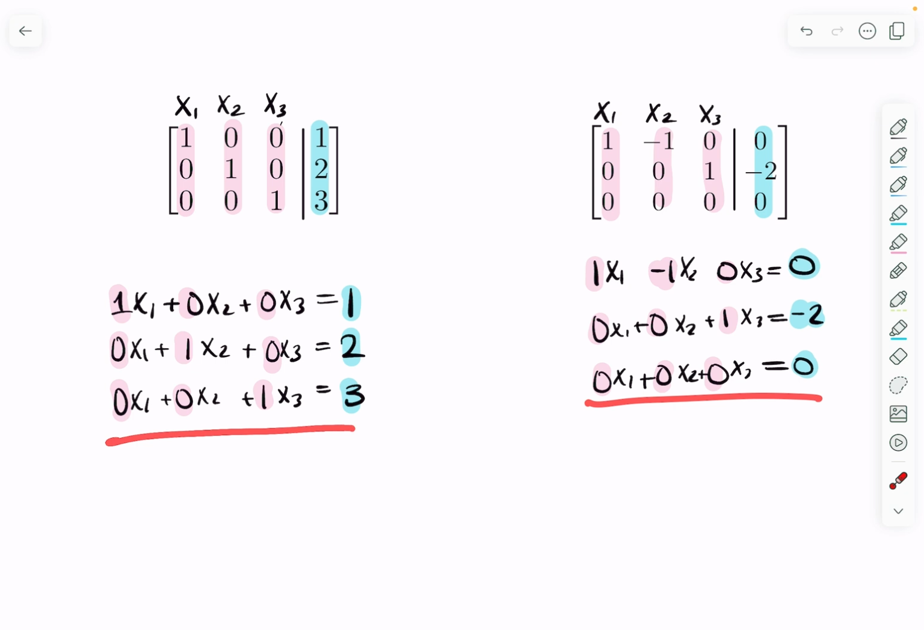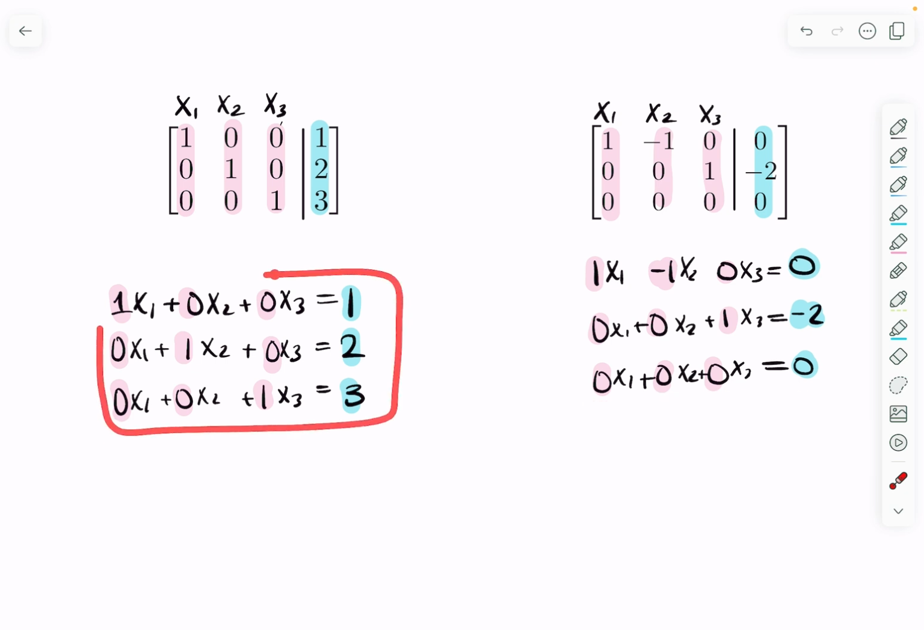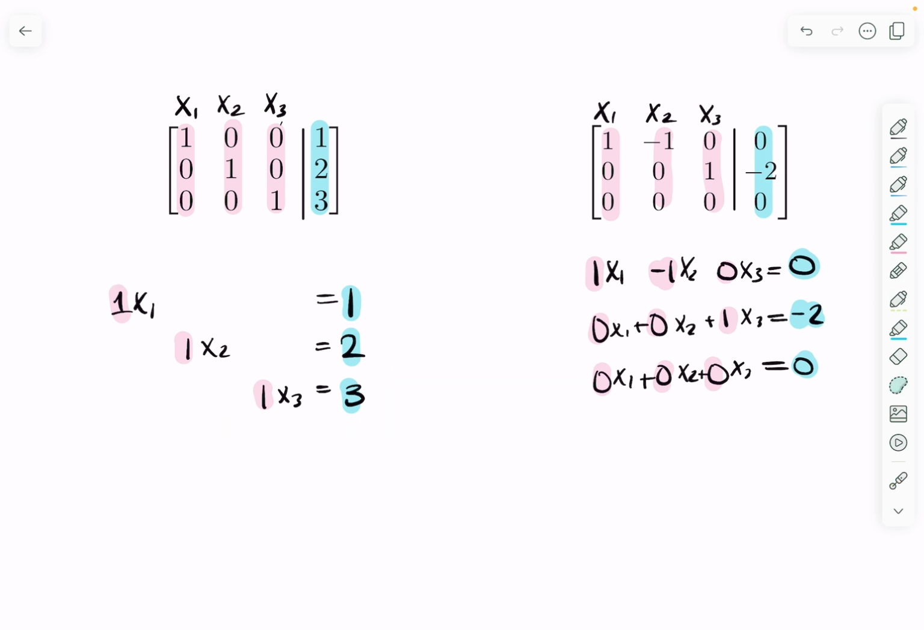Now, let's look closely at these. There are a lot of zeros. So let's start with this one. What happens if we remove all of the zeros from here? We're left with this, which is interesting because if we move these things over to the side and then ones are insignificant so we can remove the ones as well, what are we left with? We're left with what each variable is equal to. x1 is equal to 1, x2 is equal to 2, and x3 is equal to 3.